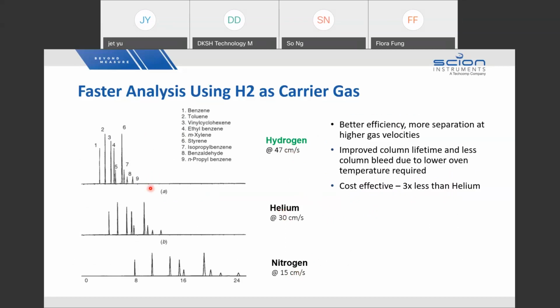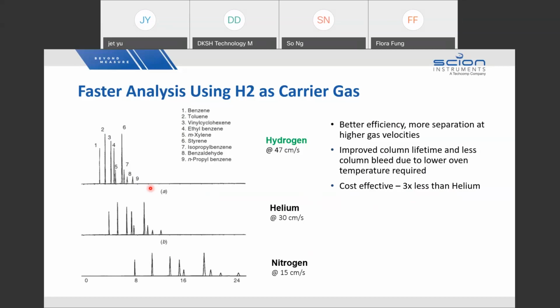Of course, hydrogen has other concerns in terms of safety. But it gives better efficiency, more separation at higher gas velocities, and also improves the column lifetime, with less column bleed. Bleed is the natural degradation of the stationary phase released into the carrier gas. Also less temperature is required, and it is cost effective. Hydrogen compared to helium is cheaper, and helium is more expensive. Also, with hydrogen you can use hydrogen generators.